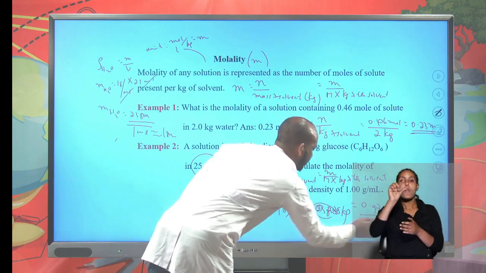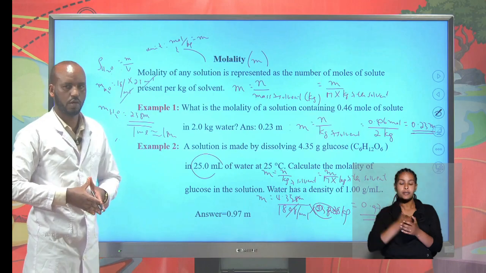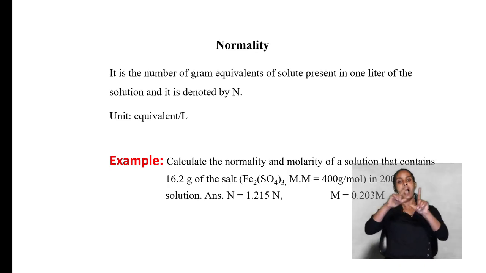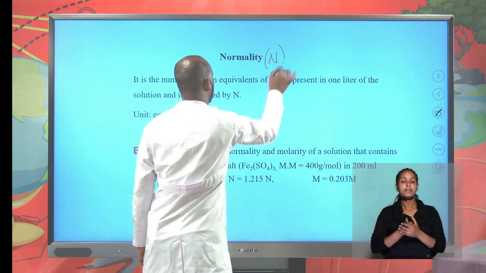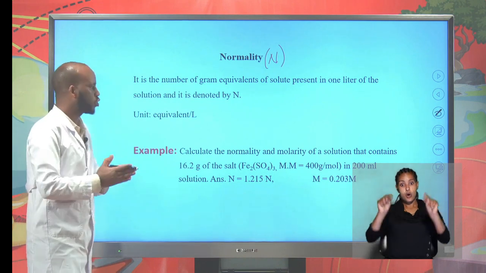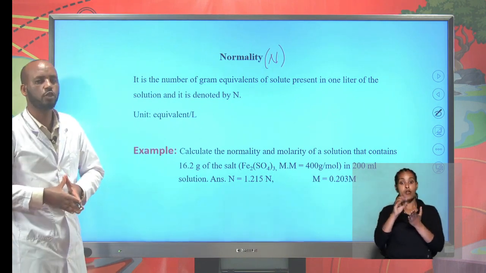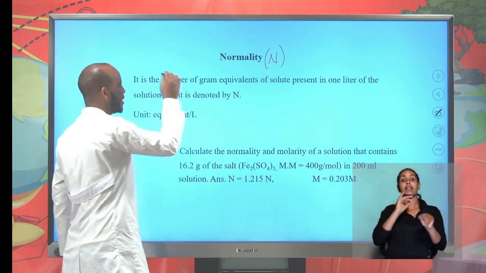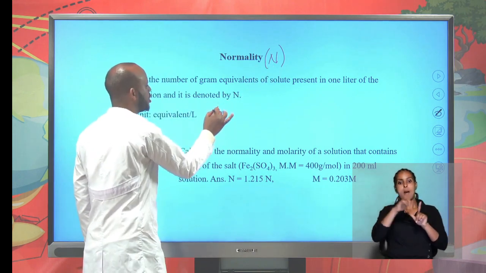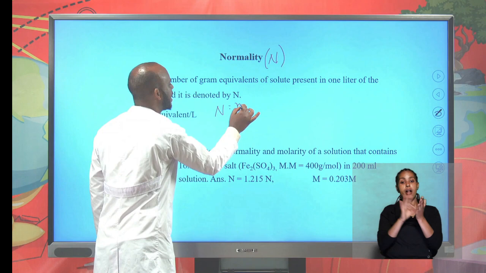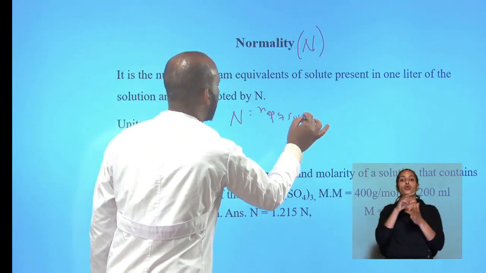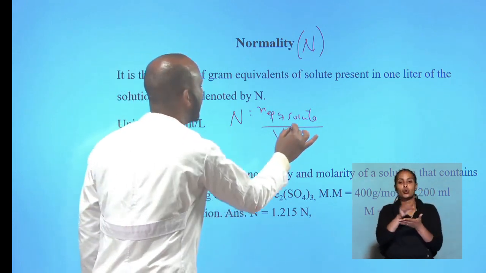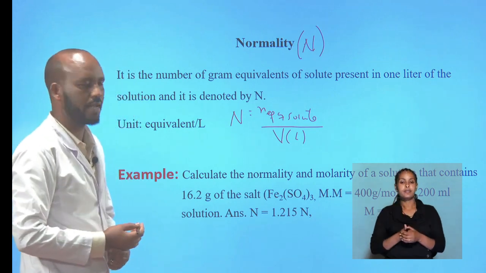0.997 molar is the molality of the solution. Okay, normality, denoted by capital letter N. Normality of the solution is the number of equivalents of solute per liter of solution. Normality, denoted by the symbol capital N, equals the number of equivalents of solute divided by the volume of the solution in liters.